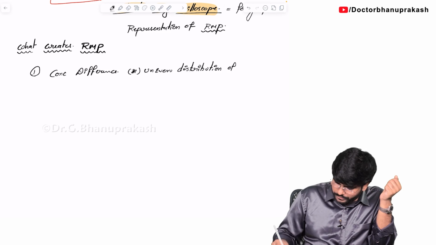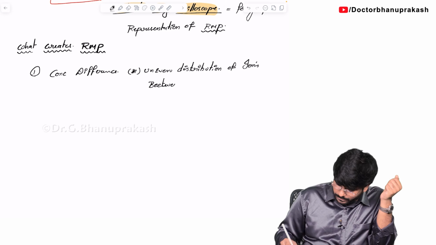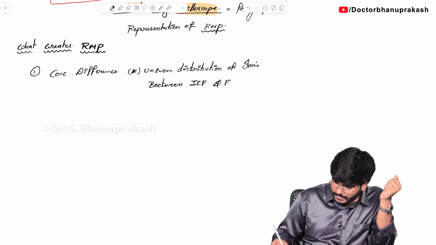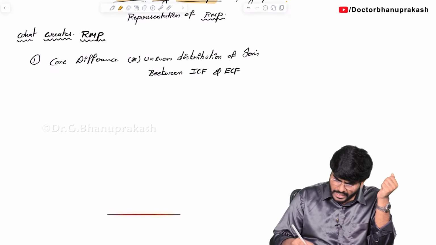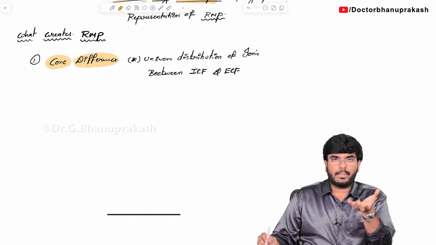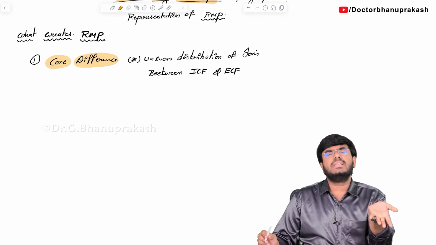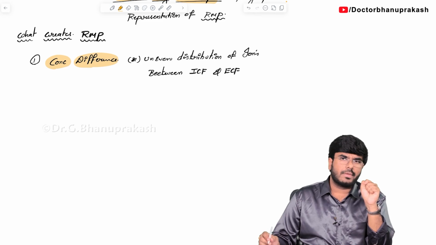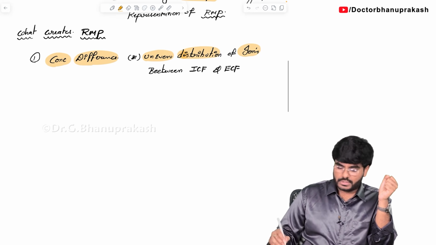Uneven distribution of ions between ICF, that is intracellular fluid, and ECF, extracellular fluid. So why is this concentration difference there? I am telling you the ions are having a different concentration outside the cell when compared to inside the cell. Now what is the reason for this uneven distribution of the ions?